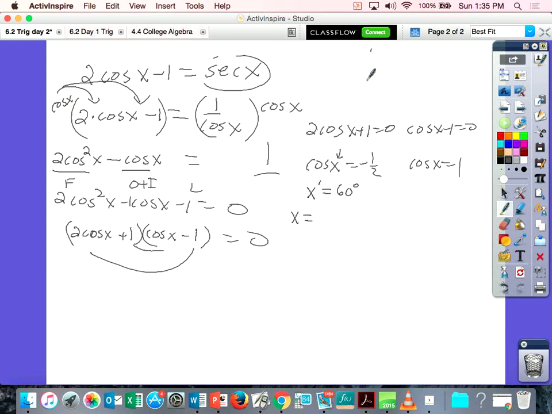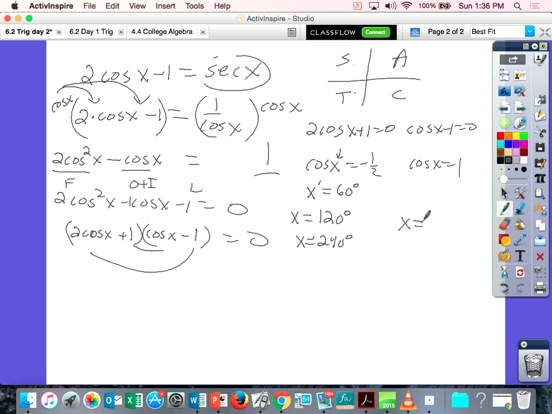We got to think about our quadrants. All functions are positive in quadrant 1. The sine is positive in quadrant 2. Tangent's the only one positive in quadrant 3. And the cosine is positive in quadrant 4. So the cosine is negative in 2 and 3. So 180 minus 60 is 120. So that's the angle in quadrant 2 that has a cosine of -1/2. And 180 plus 60 is 240. So those are my two angles that have a cosine of -1/2.